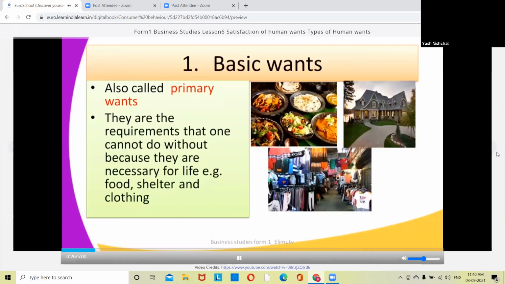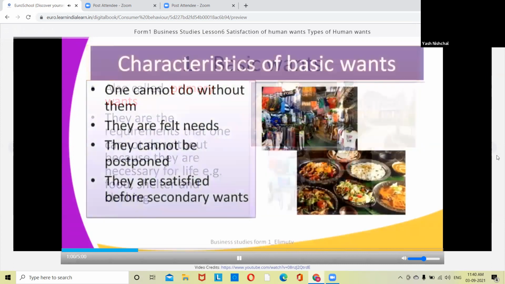That is, you need somewhere to survive in, like a good house. You can also not survive without clothing. You cannot survive naked, although you are a human being. So you need clothing. When we talk of food, shelter, and clothing, those are wants that we need so much in our day-to-day life. And since we cannot do without them, we call them basic wants or primary wants.